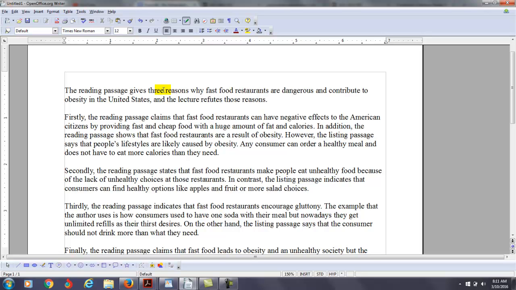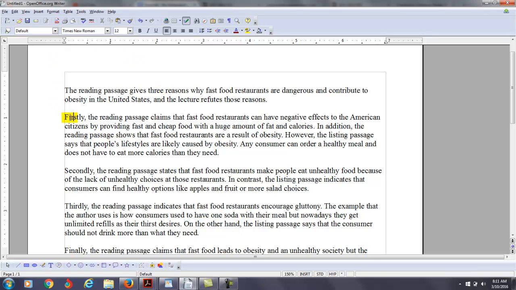Stop. Don't do it. You change to reflects, and that means that the lecture agrees with the information in the reading. That's false. That is the wrong word. So you want to say in the lecture disagrees with those reasons, the lecture refutes those reasons. So you have to know that there is a difference in meaning between reflects or refutes versus disagrees.